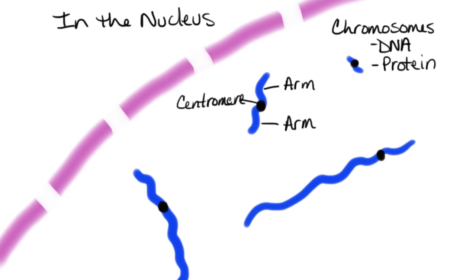The centromere will become very important when we do start the dividing process. So notice that every chromosome is going to have two arms, and it's also going to have one centromere. And if we talk about the very tips of the chromosomes, we can refer to those as telomeres.